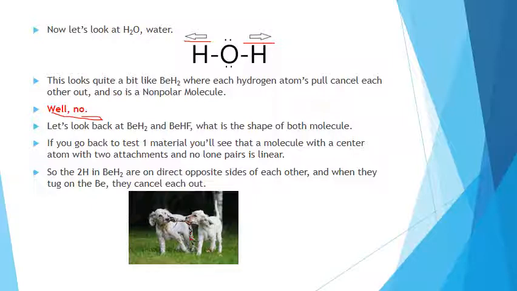Okay, let's look back at the BeH2 and the BeHF, because one thing we're going to see in this case is that it has to do with something else. The shape of both these molecules, from test 1 material, if you go back and look: BeH2, this molecule, its center atom had two attachments and no lone pairs, and we said when you have that case, it's a linear molecule. That means all the atoms are in a straight line from each other.